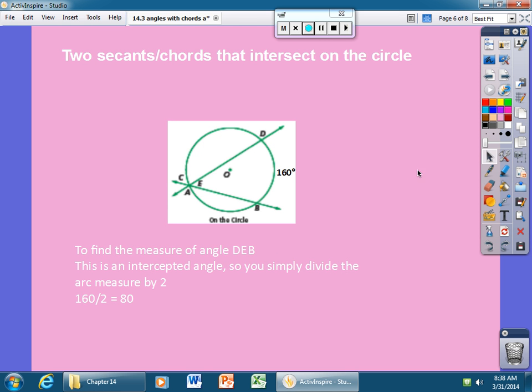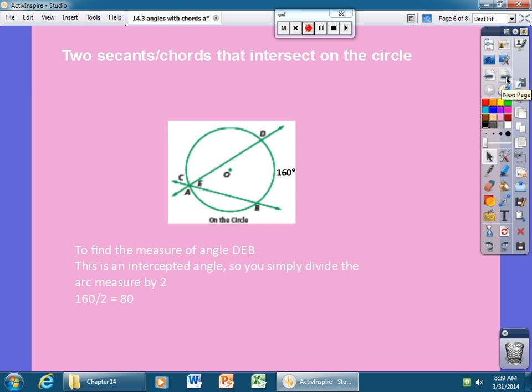Now, we've already talked about whenever they intersect on the circle. Whenever they intersect on the circle, it's called an intercepted arc or an intercepted angle. And all we have to do is remember that the angle is half of the arc measure. So if I wanted to find the measure of angle DEB, I would just take 160 and divide it by 2. So that tells me that my angle measure is 80. So that's the third situation that we might have with the intercepted or intersected secants and chords.